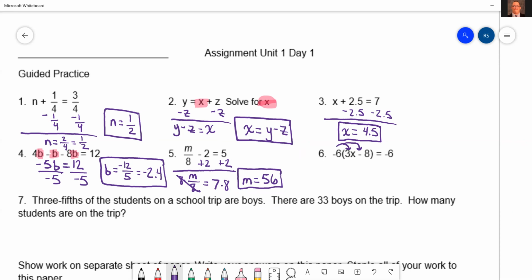Negative 6 times 3 is negative 18x. Negative 6 times negative 8 is positive 48. Equals negative 6.